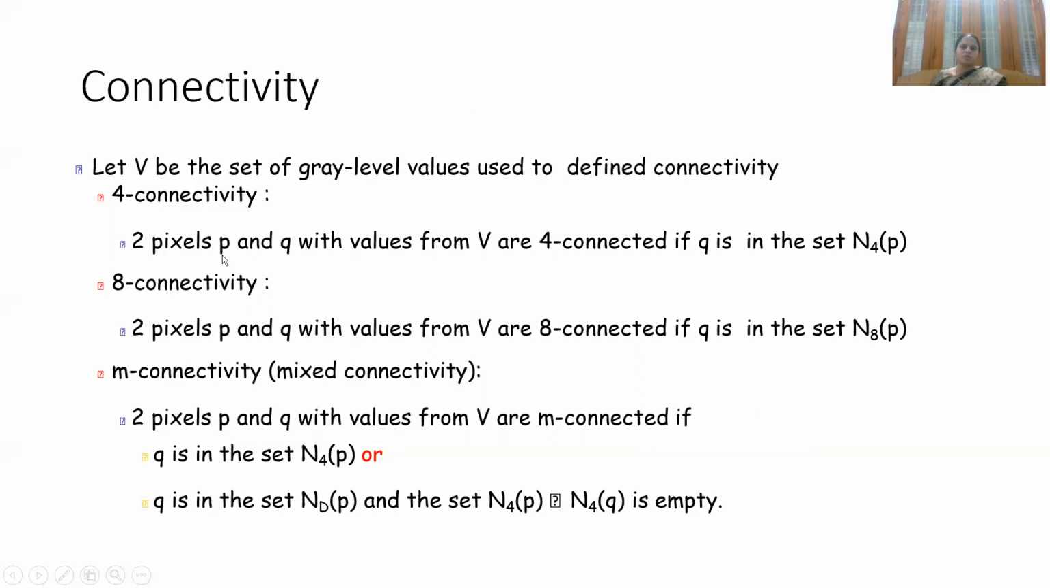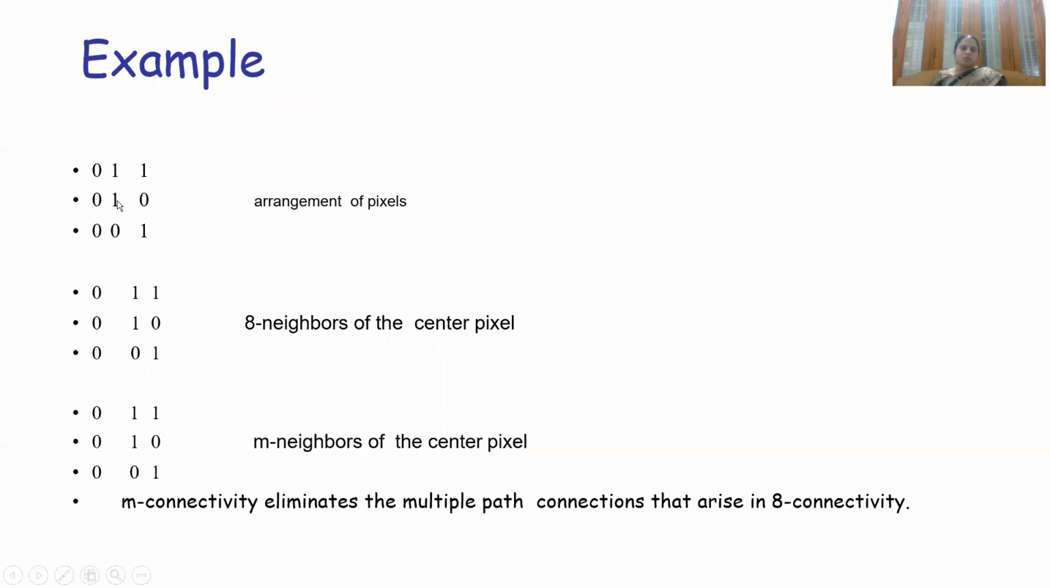For example, two pixels P and Q are said to be connected if Q is in the first neighbor set of P. For example, you see this one is P and this should be Q. Then this should be the neighbor of this. For example, if the center pixel you keep as P and this to be Q.